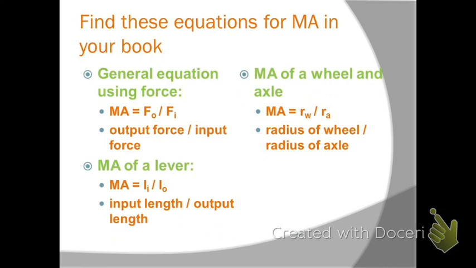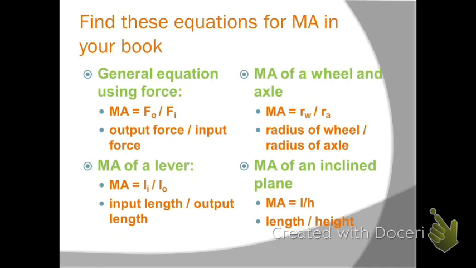The mechanical advantage of a wheel and axle, abbreviated Rw divided by Ra. You might want to write these abbreviations down next to the formulas you already have. Radius of the wheel divided by radius of the axle. And the mechanical advantage of an inclined plane would be L divided by H, or length divided by height. Okay, everybody have these? Okay, I'll give you a second.